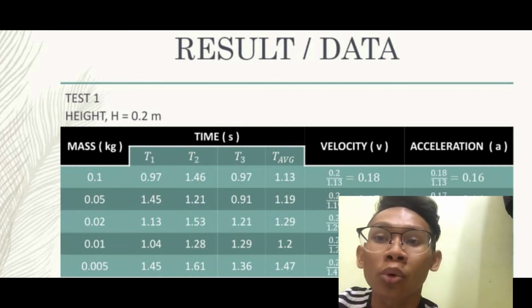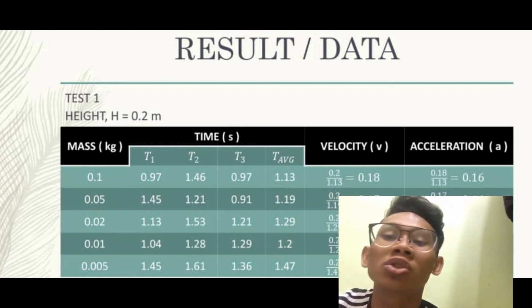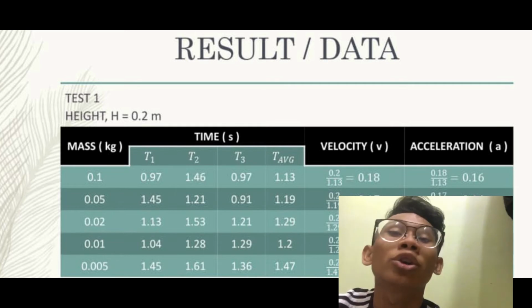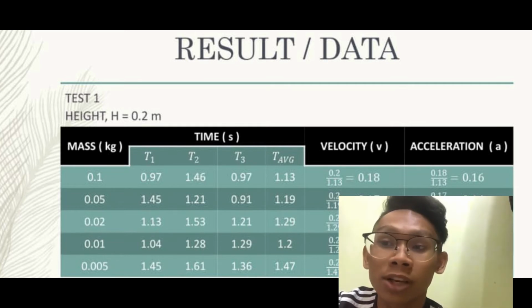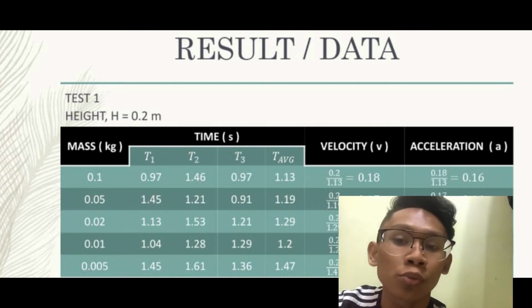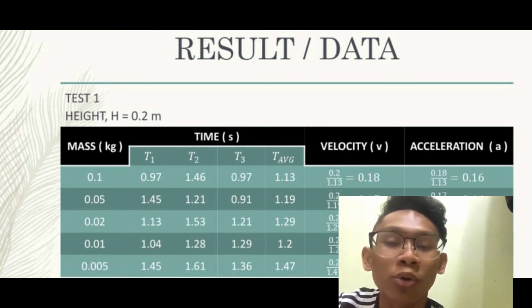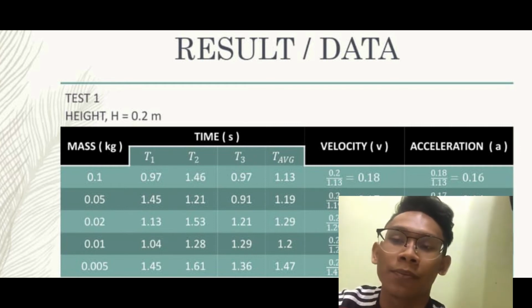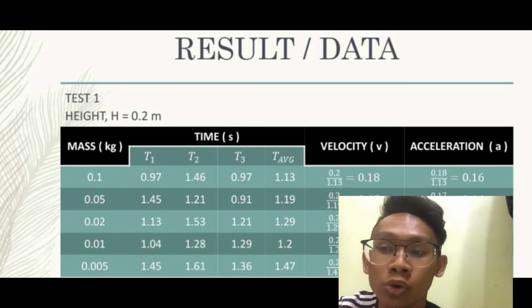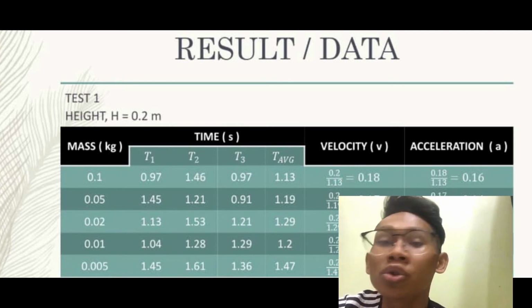For 0.01, first time we got 1.04, second 1.28, third 1.29, and for AVG we got 1.2. For velocity we got 0.17, and acceleration 0.14. Lastly, for mass 0.005, first time we got 1.54, second 1.61, third 1.36, and for AVG we got 1.47. So velocity we got 0.14, and acceleration 0.1.